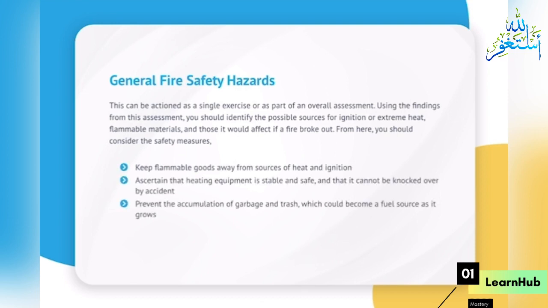Using the findings from this assessment, you should identify the possible sources of ignition or extreme heat, flammable materials, and those it would affect if a fire broke out. From here, you should consider the safety measures. Keep flammable goods away from sources of heat and ignition. Ascertain that heating equipment is stable and safe, and that it cannot be knocked over by accident. Prevent the accumulation of garbage and trash, which could become a fuel source as it grows.